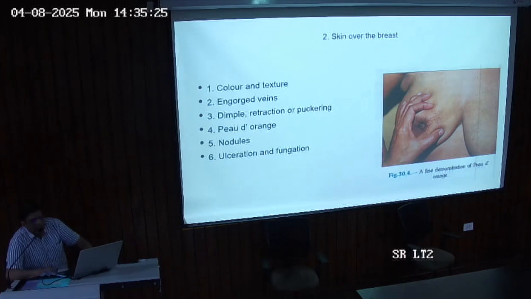Then a point which is shown in this diagram is peau d'orange. Actually the pronunciation is peau d'orange. Why is this appearance there? It is because of the involvement of the subcuticular lymphatics. Because of this subcuticular lymphatic involvement, the hair roots present in the dermis and the superficial tissue become edematous, so there is dimpling around each hair. That's why it is peau d'orange.